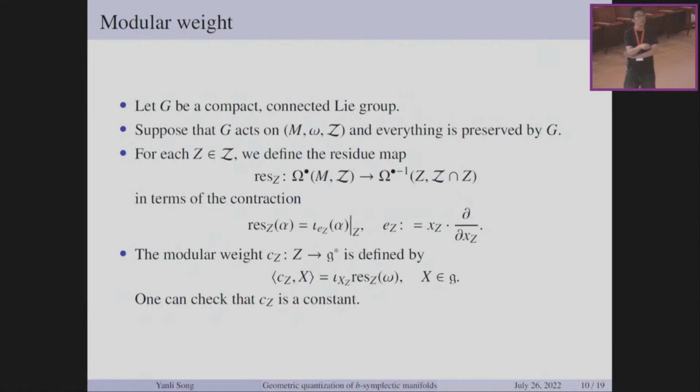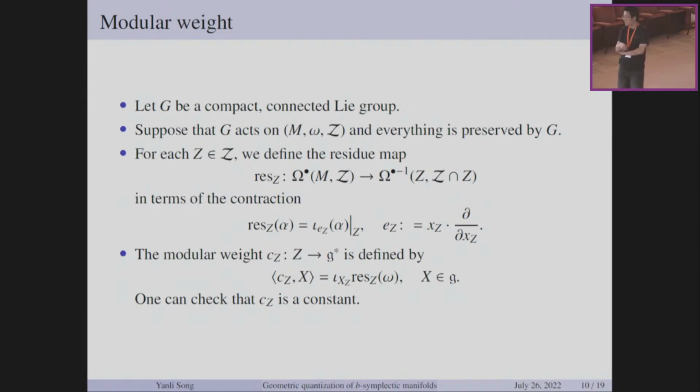And the modular weight is defined as follows. It's a map from Z to the dual of the Lie algebra, such that, you can see here, c_Z lies in the dual of the Lie algebra, X is in the Lie algebra, the pair gives you a number. On the right-hand side, omega is a b-symplectic 2-form. You apply the residue map, you get a 1-form, and then you contract with a vector field. X_Z is the infinitesimal vector field induced by the action of X. So the right-hand side, you also get a number. And this c_Z, you can show on every connected hypersurface, it will be a constant.